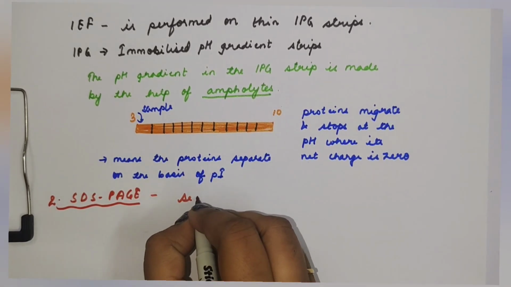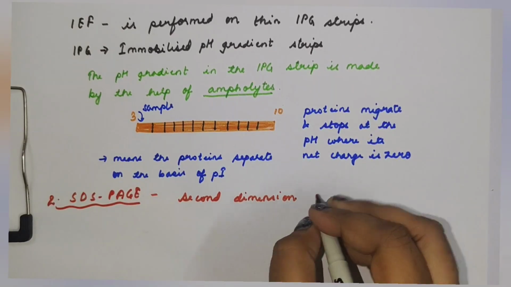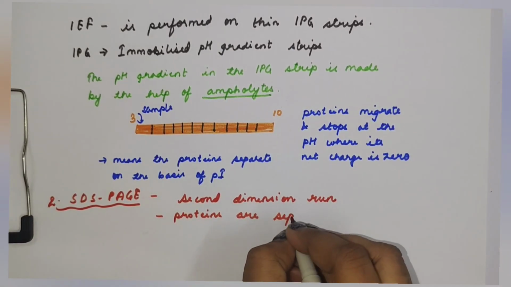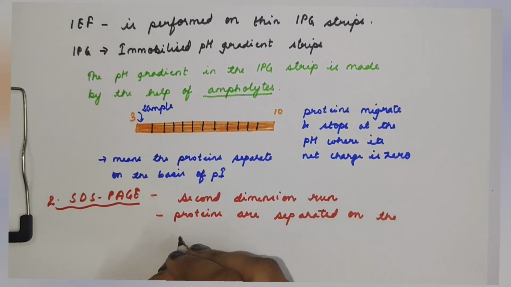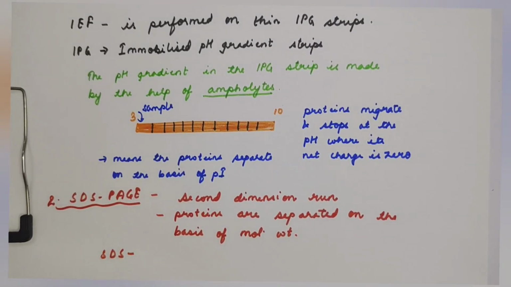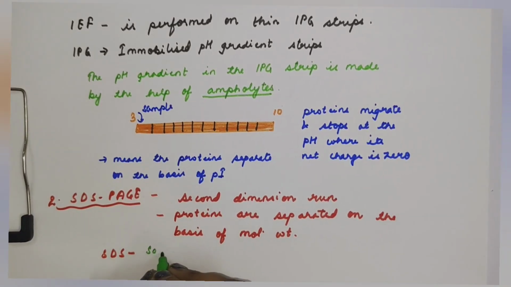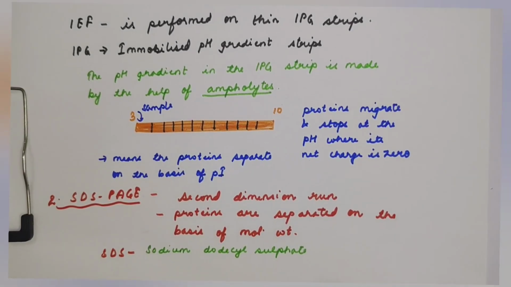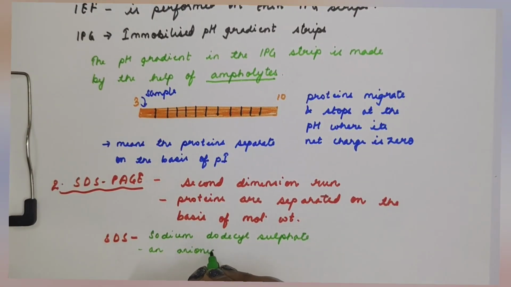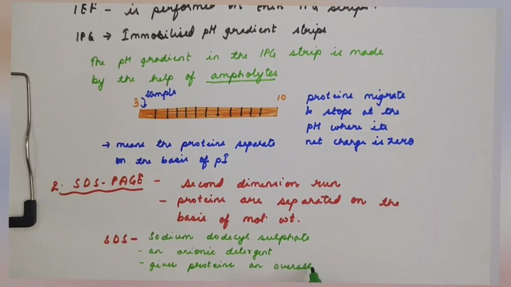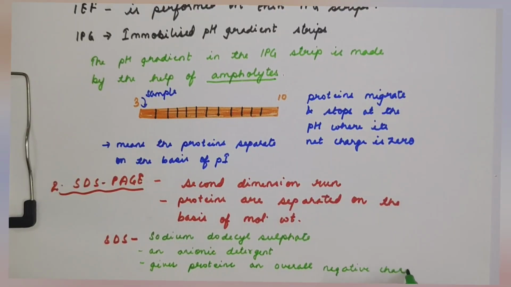Now, the second technique, which is the SDS-PAGE. So, what is this SDS-PAGE? SDS stands for sodium dodecyl sulfate, which is an anionic detergent. Anionic means it will have negative charges on it, and when we treat the protein samples with SDS, this SDS gives an overall negative charge to the proteins. And PAGE stands for polyacrylamide gel electrophoresis, which means that in this case the gel is made up of polyacrylamide, and this SDS-PAGE is run vertically.